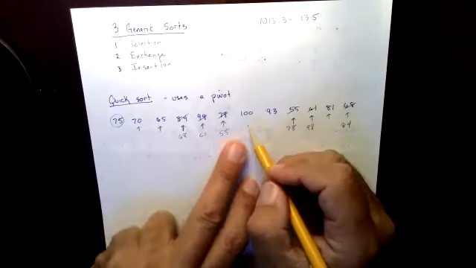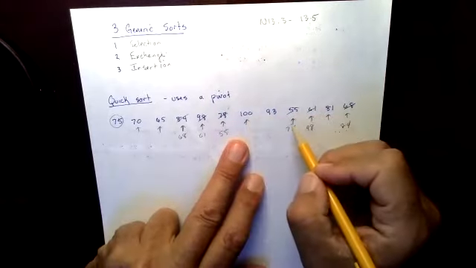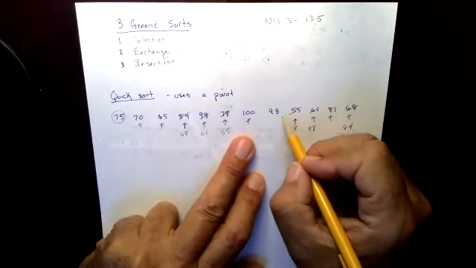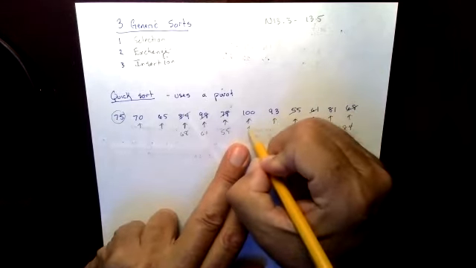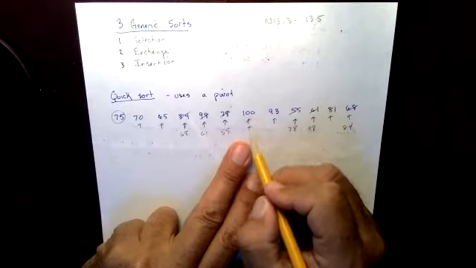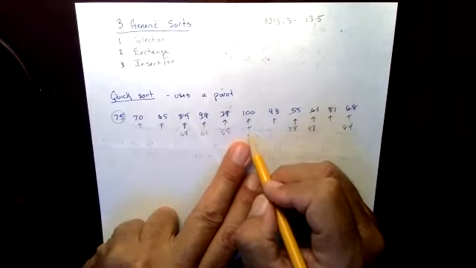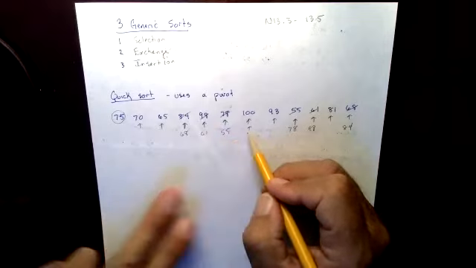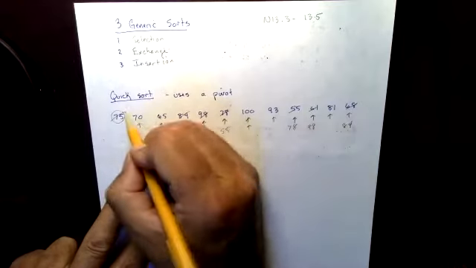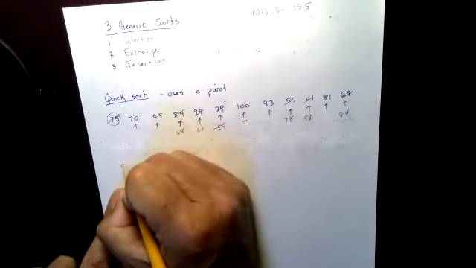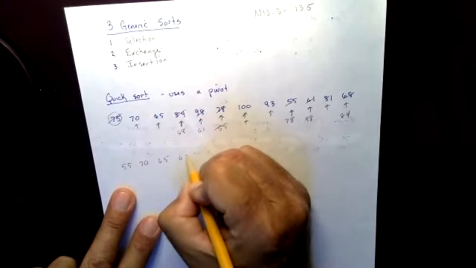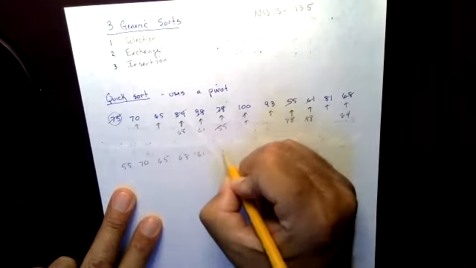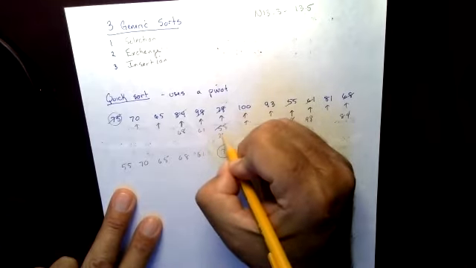The next one, 100. I stay there because it's greater than. I go to the end. 93 is greater than. 100 is greater than. So now I'm going to stop because these two guys are the same. And at this point, I'm now going to move my pivot to the middle. So now I'm going to switch this guy and this guy. And now I have 55, 70, 65, 68, 61, and 75, which was my pivot.